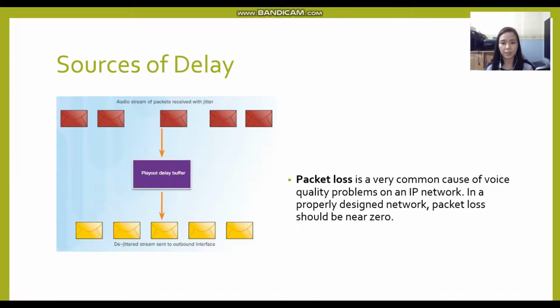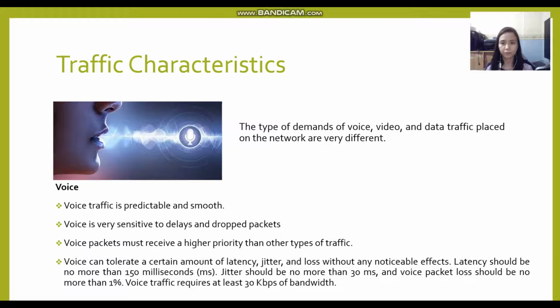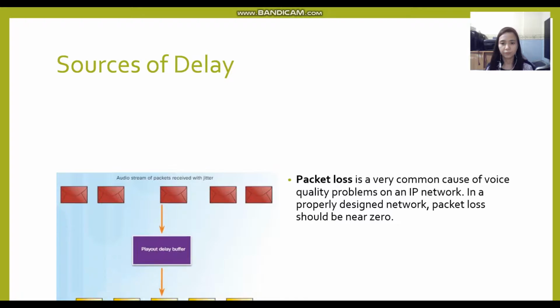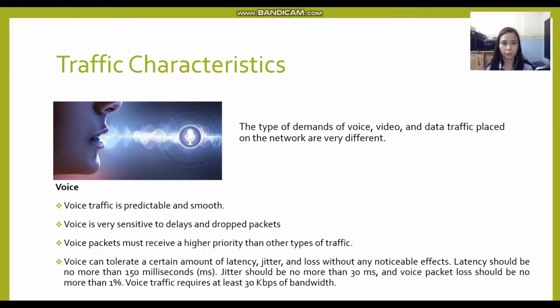The sources of delay are jitter and packet loss. Jitter is the variation in delay of received packets. On the sending side, packets are sent in a continuous stream with the packets spaced evenly apart. Packet loss is a very common cause of voice quality problems on an IP network. In a properly designed network, packet loss should be near zero.